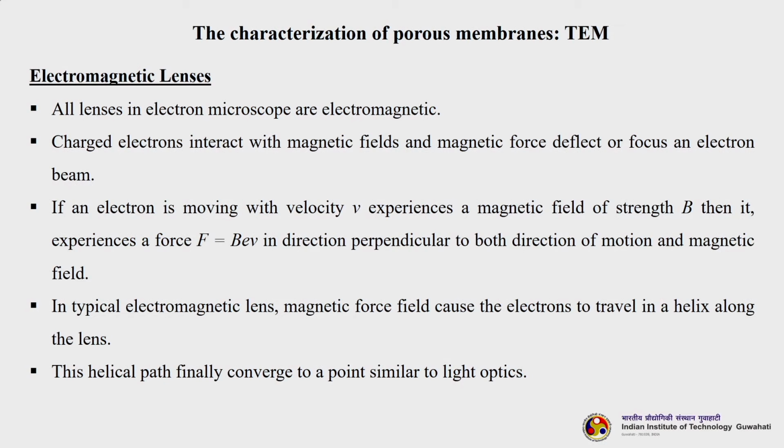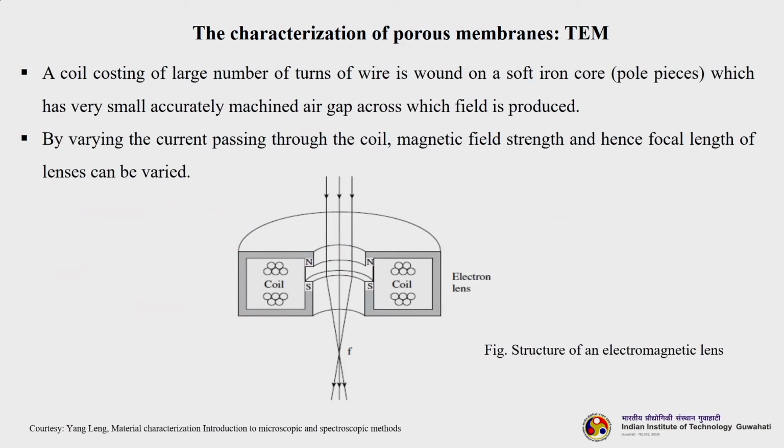Then let us come to the electromagnetic lenses. All lenses in an electron microscope are electromagnetic. Charged electrons interact with magnetic fields, and magnetic force deflects or focuses an electron beam. If an electron moving with velocity v experiences a magnetic field of strength B, then it experiences a force equal to Bev, in a direction perpendicular to both the direction of motion and the magnetic field. In a typical electromagnetic lens, the magnetic force field causes the electron to travel in a helix along the lens. This helical path finally converges to a point, similar to light optics.